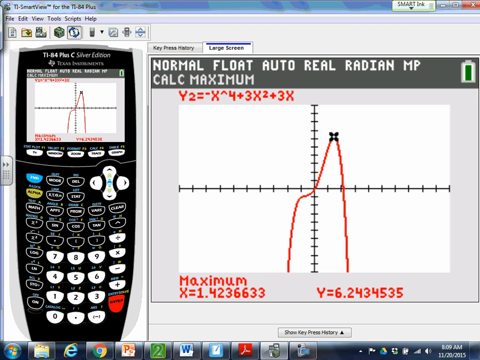Now this one doesn't have a minimum. If we follow it, this thing is increasing, increasing, increasing, and then right here when it starts to change, it decreases now. That's going to be the only extremum. So that's the maximum there. So the answer to this one was B.